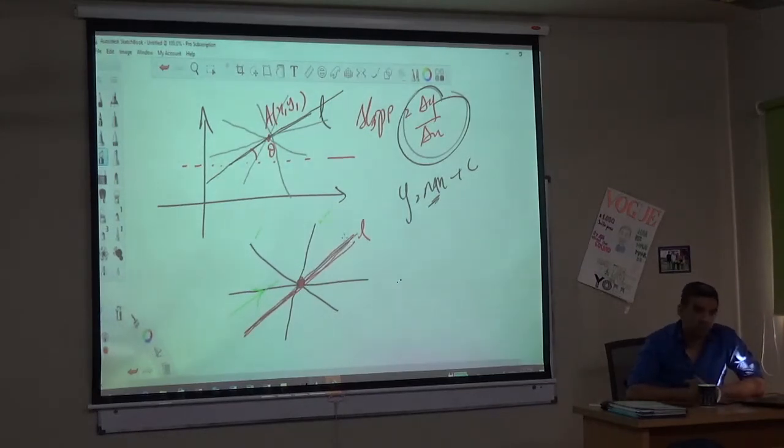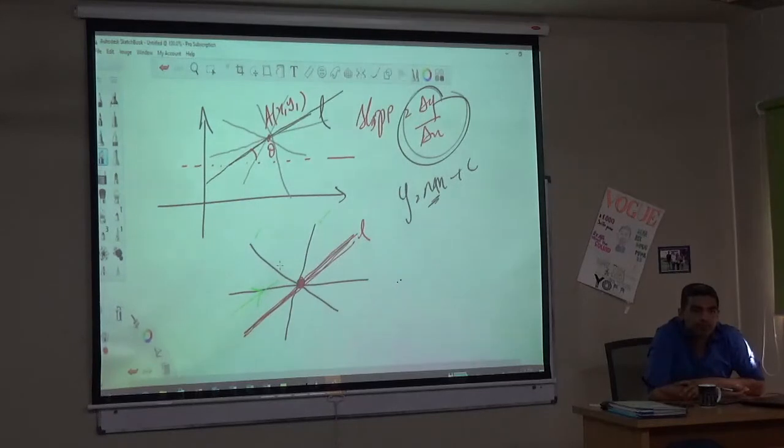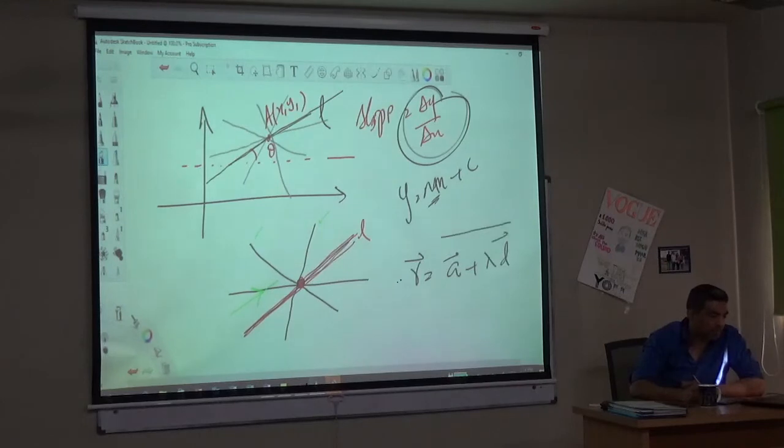So I want to know two things. I want to know the coordinates of the point through which this line is passing, and I want to know a vector that runs parallel to this line. If I have these two things, I can easily form the vector equation of my line. And once I have the vector equation of my line, I can then form the parametric equation, and then from that I can form the Cartesian equation as well. Now the vector equation of a line is given by r equals a plus lambda times b. This is the vector equation of a line.